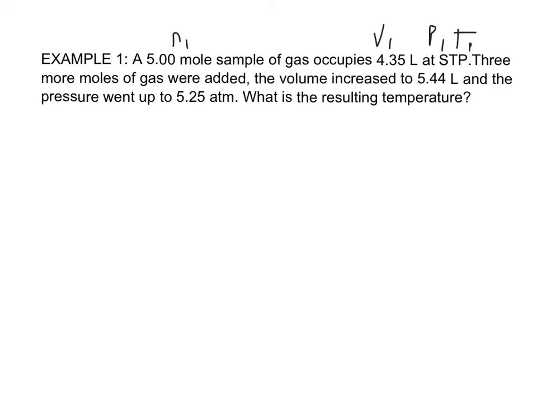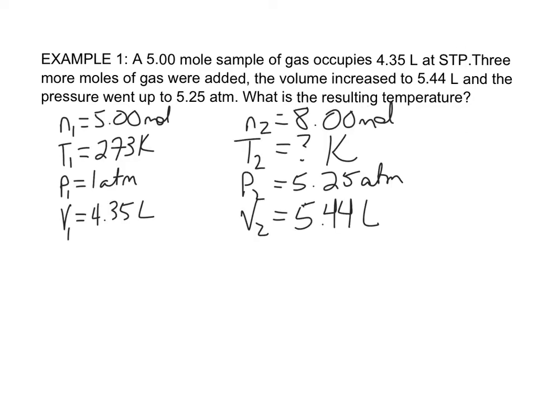I then start writing new conditions. 3 more moles of gas. Well, that becomes my n2. My volume increasing to 5.44 liters. Well, there's my V2. Pressure going up to 5 atmospheres. That's my P2. And I want to know my final T2. I'm going to go ahead and let all of this information pop up on the screen in a little bit more of an organized fashion. So don't be surprised here in a second when all of this information pops up on the screen. And maybe that's a good way that you're going to want to organize it when you attempt these problems.